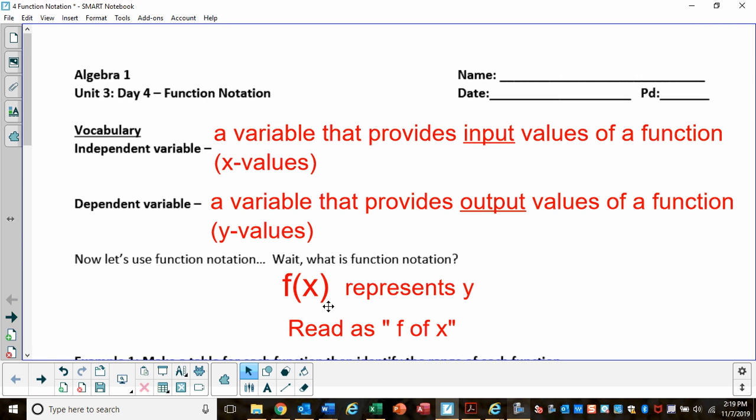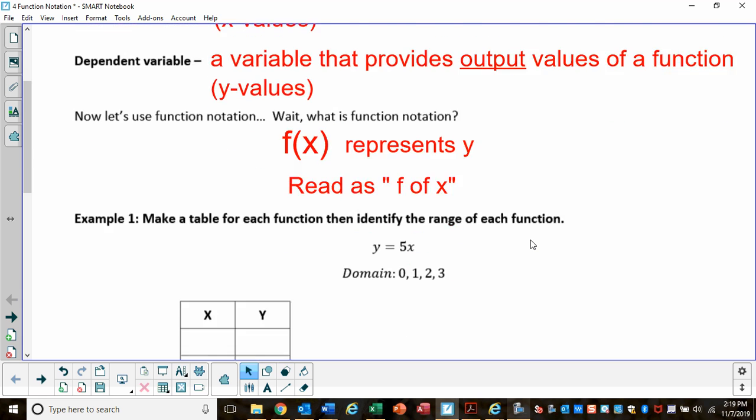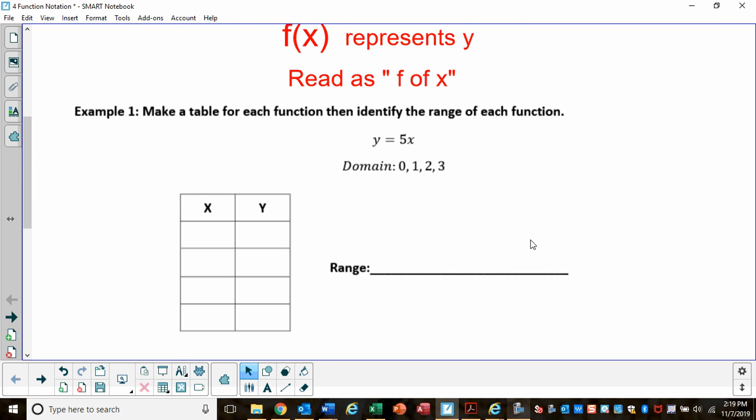Because this is the result we're going to get when we plug in a certain x into a function. So this will tell us our input value, and f of x, the whole thing, will tell us our output value. Okay? So example 1, we're going to make a table for the function, and all of our functions today are going to be equations. So we're not going to see a whole lot of visual stuff. We'll see the algebraic way today.